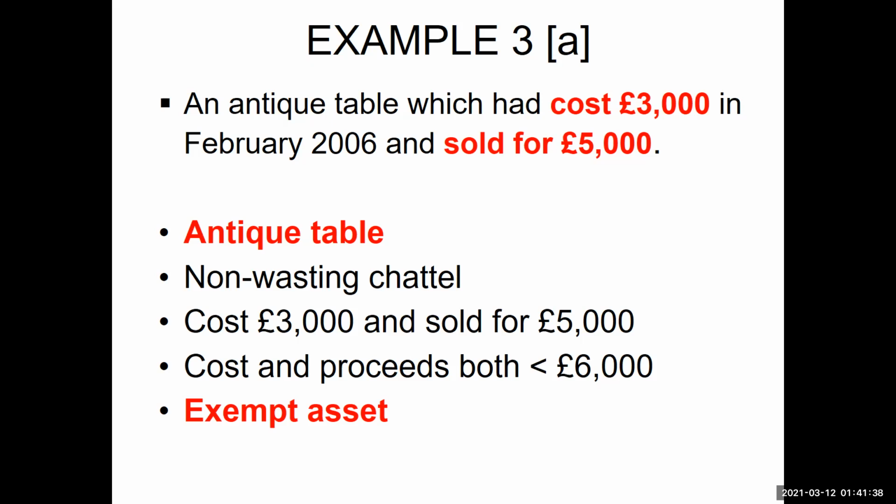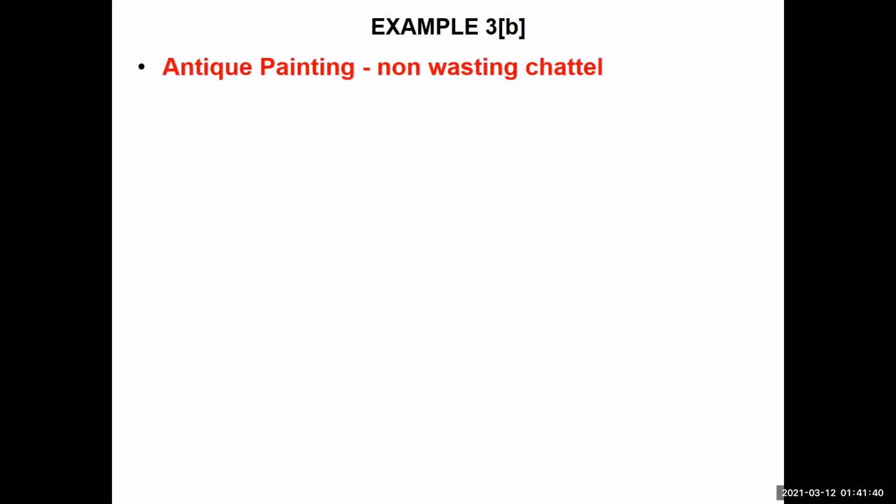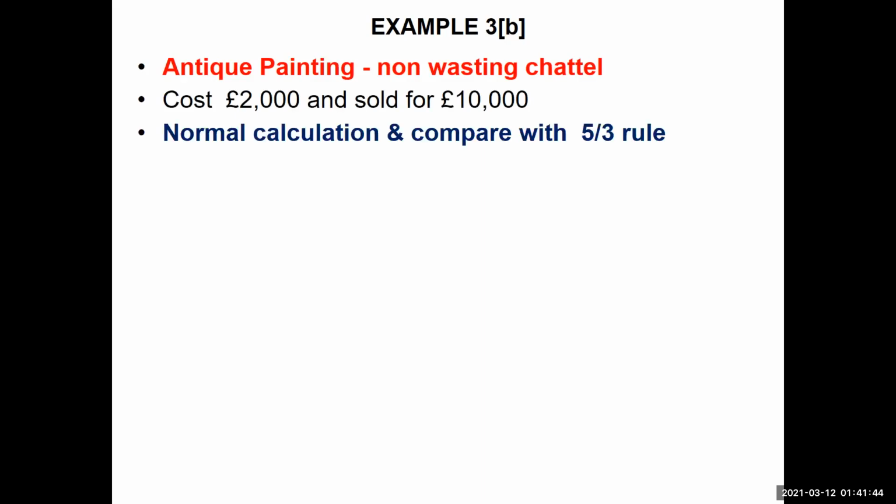Yes. For B, this is also a non-wasting chattel. Cost was 2,000, sold for 10,000. Then we compare to the 5/3 rule. So let's go and do our calculation. Disposal proceeds 10,000.